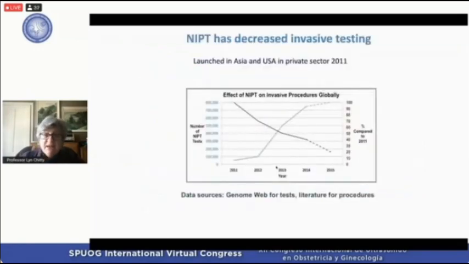No obstante, utilizando el NIPT como prueba de tamizaje para el síndrome de Down, disminuye significativamente las pruebas invasivas. Tan temprano como el 2015 hemos visto cómo el uso de esta prueba de NIPT disminuye el número de pruebas invasivas.